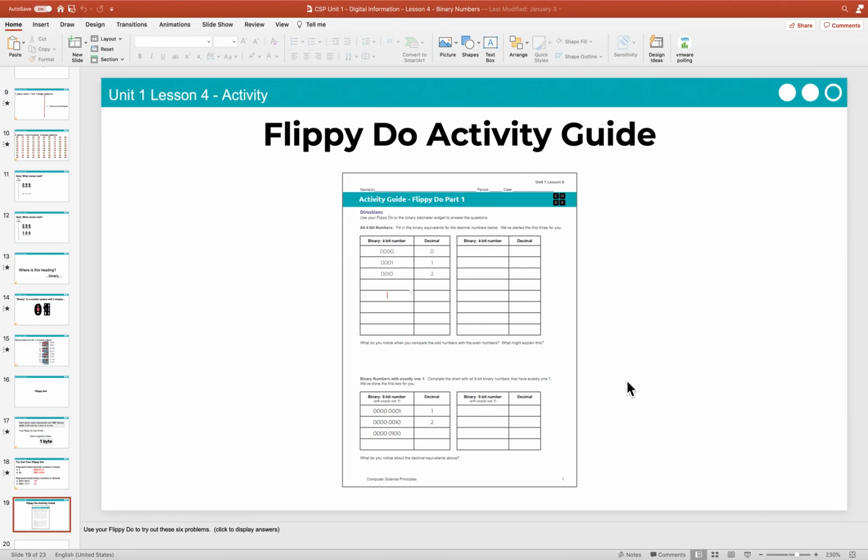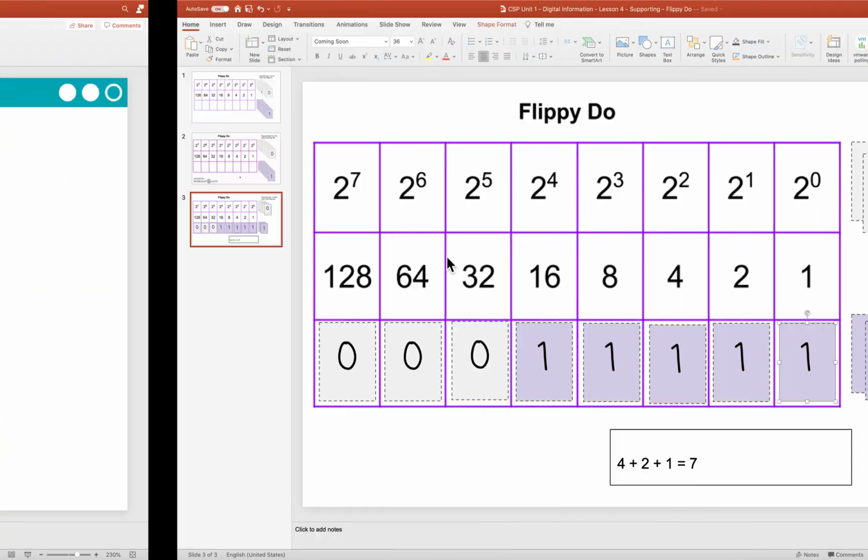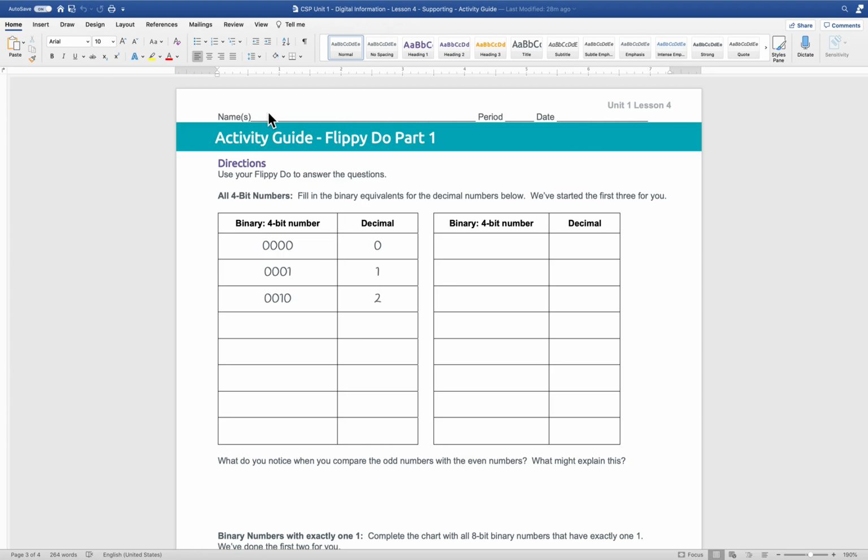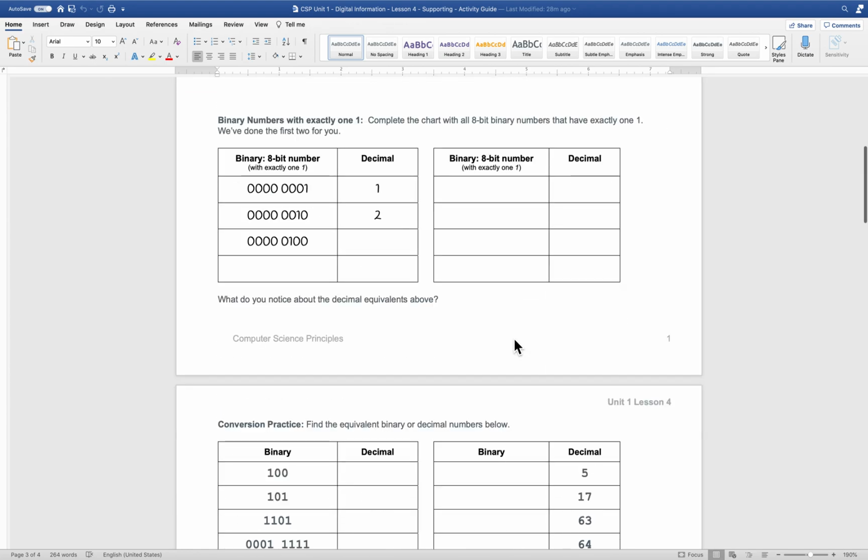So let's go and find that. Flippy-Do activity guide, we downloaded that from Google Classroom. It is a Word document here. Let's go ahead and put your name and everything on there. And this is your directions here.